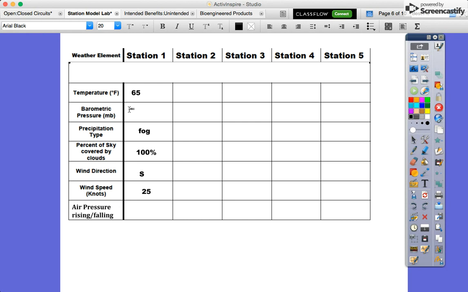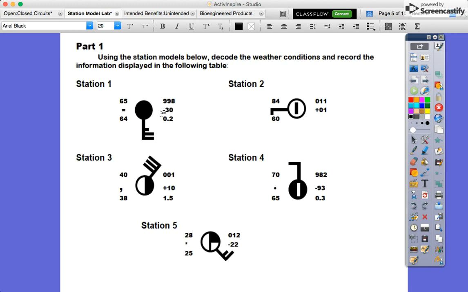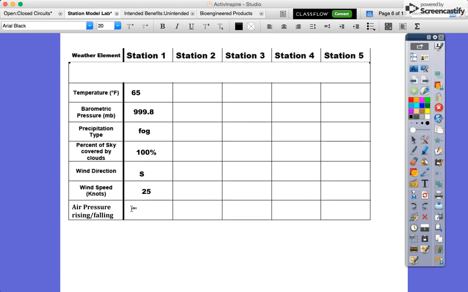9998. So here for barometric pressure, we're going to put 998, and then the decimal, we move 1 space to the left, so it comes between the 9 and the 8, so the barometric pressure is 999.8 millibars, and we have a negative sign, which tells us that it is not rising, it is falling. So that's how you do part 1 of your station model.